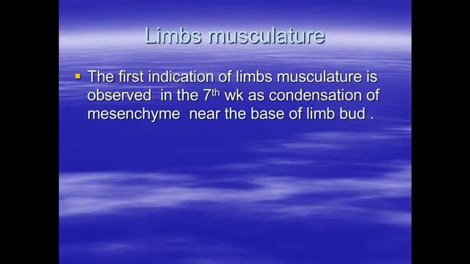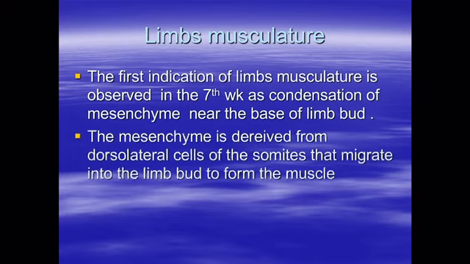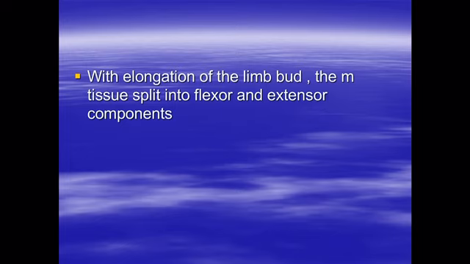Limb musculature. The first indication of limb musculature is observed in the seventh week as condensation of the mesenchyme near the base of the limb bud. The mesenchyme is derived from the dorsolateral cells of the somite that migrate into the limb bud to form the muscle. With elongation of the limb bud, the muscle tissue splits into a flexor and extensor component.